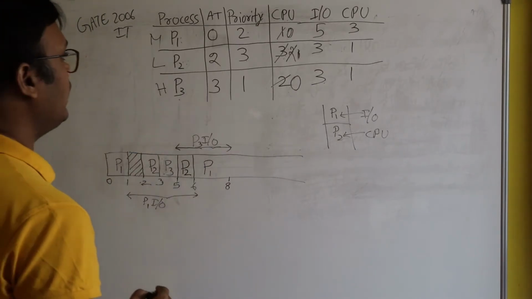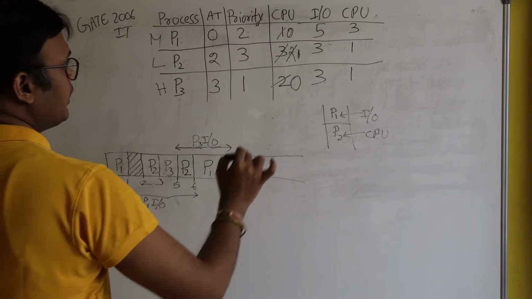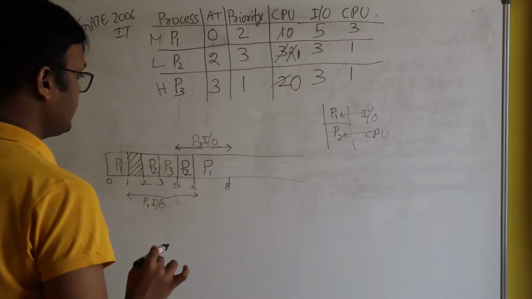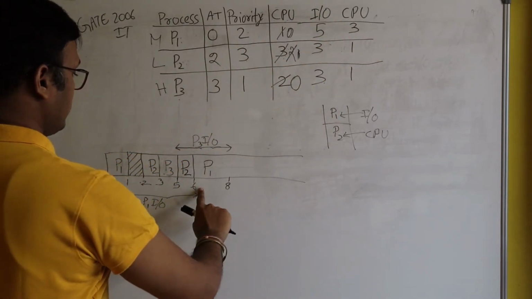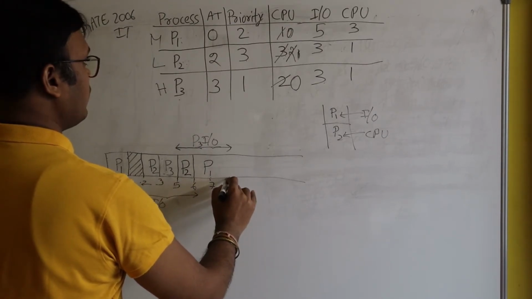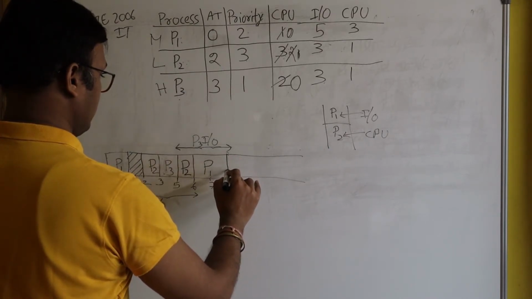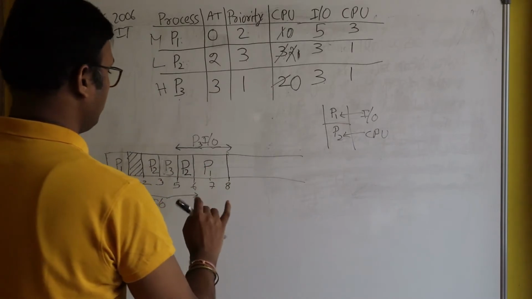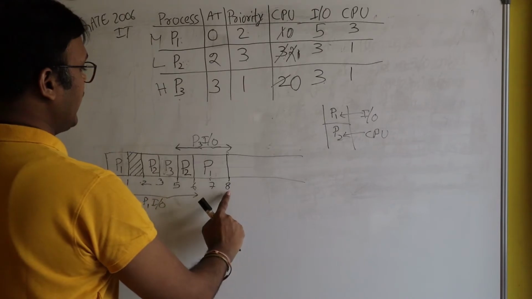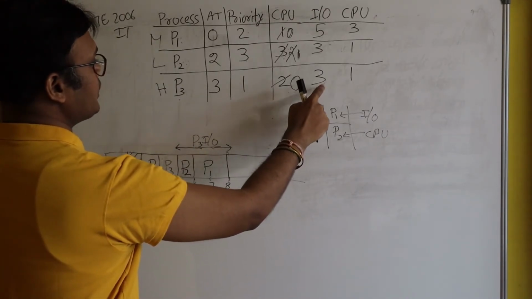Process P1 will run for 3 seconds. Let's see, is it possible? 6, 7, 8. Here process P1 ran for only 2 seconds. Why? Because at the 8th second process P3 has finished its IO.